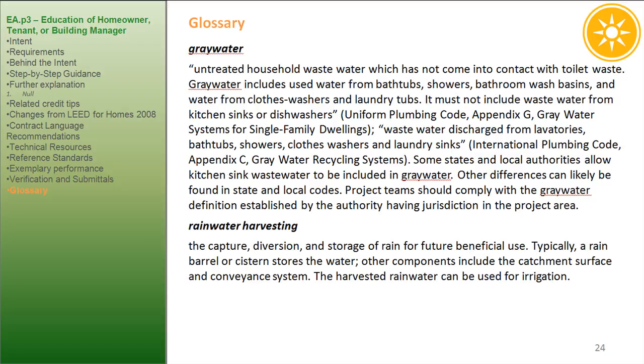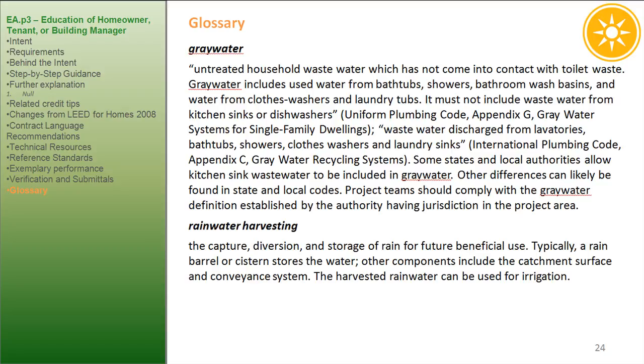Some states and local authorities allow kitchen sink wastewater to be included in gray water. Other differences can likely be found in state and local codes. Project teams should comply with the gray water definition established by the authority having jurisdiction in the project area.